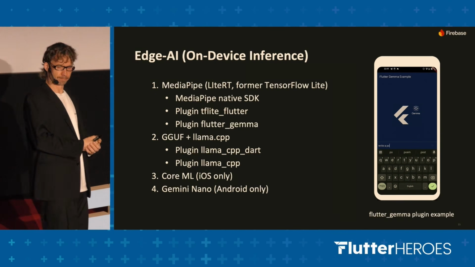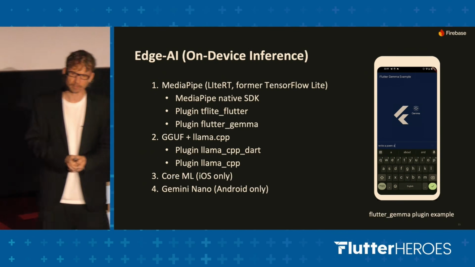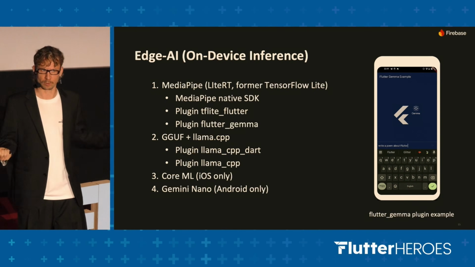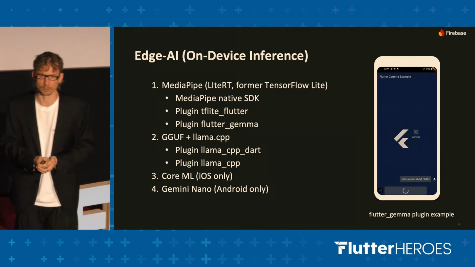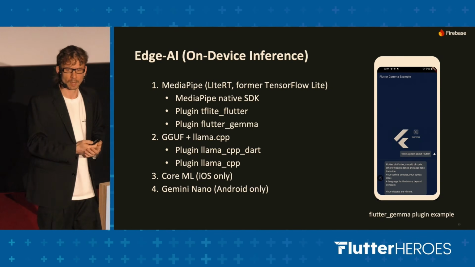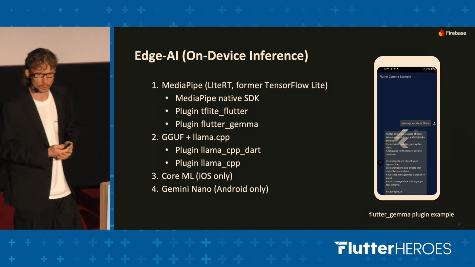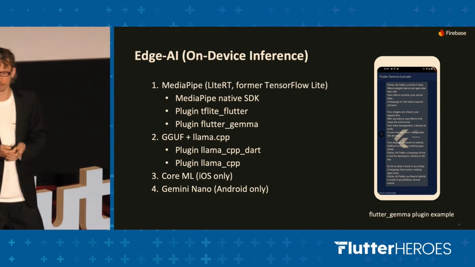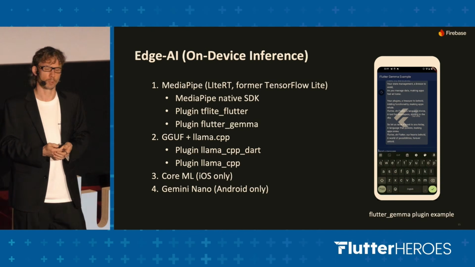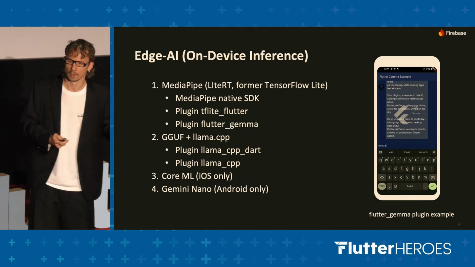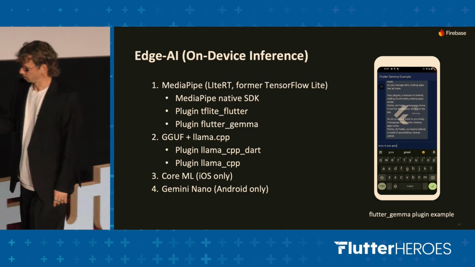The first one, Edge AI. There are a few approaches how you can launch your AI functionality on device. There are MediaPipe framework with native SDK, plugin TensorFlow Lite, plugin Flutter Gemma, plugin Llama, and Core ML for iOS, and for example, Gemini Nano on Android devices and in browsers as well.